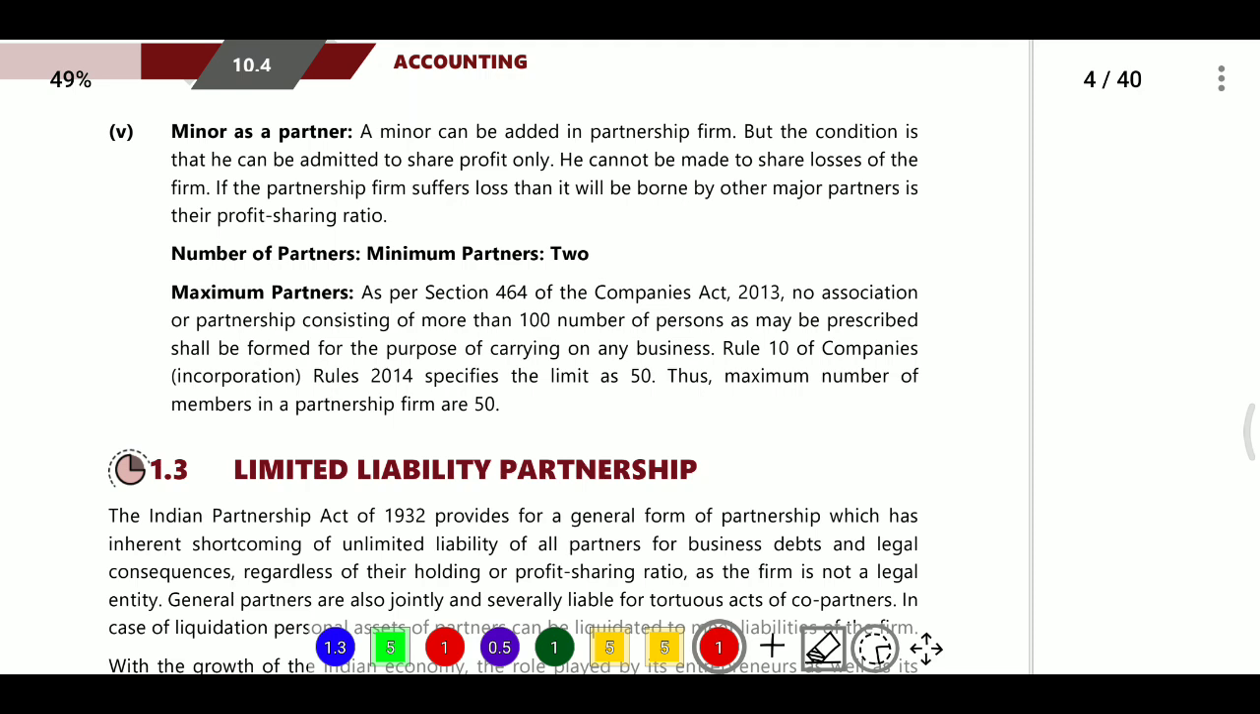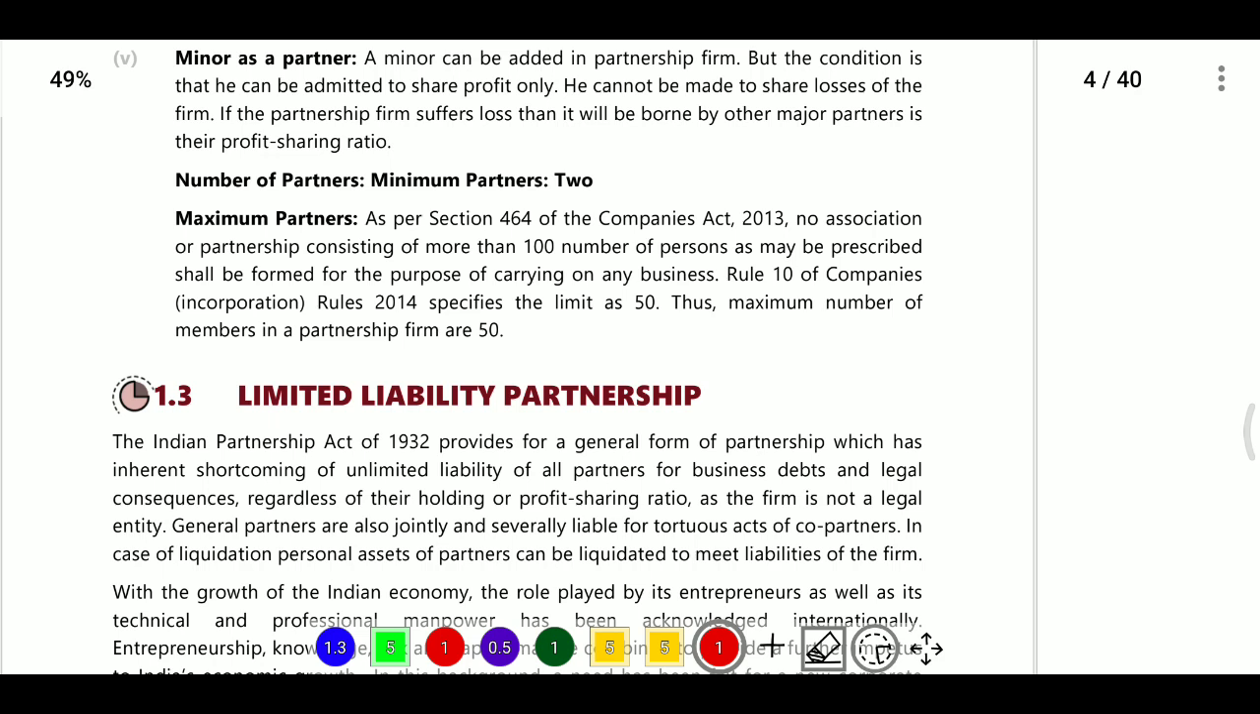Next, minor partner. As per the Indian Partnership Act, a minor cannot be a partner in any firm, so normally it is not allowed. However, with the consent of all partners, a minor can be admitted to the benefits of an existing partnership. For example, we have a partnership of A, B, C, and now we want to join D, who is 16 years of age. Whenever we admit him, we need to see that it is for his benefit. D is entitled to share the profits only, but is not liable for any losses. Now, what is the minimum number of partners, and the maximum number of partners?